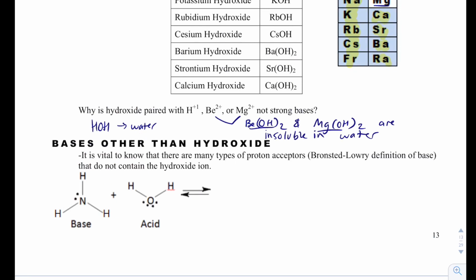It's very important to know that there are a lot of bases that do not contain hydroxide. These bases accept H plus, so instead of NH3, we're going to get NH4 plus and hydroxide. By reacting with water, a weak base will still produce hydroxide. Not a lot of it, but it will still produce hydroxide.